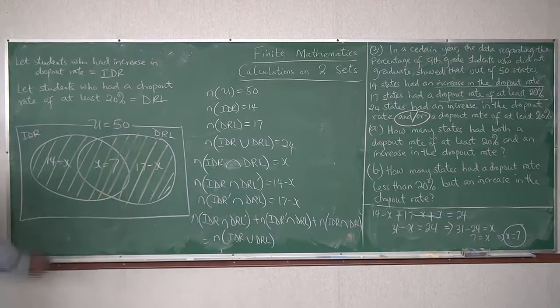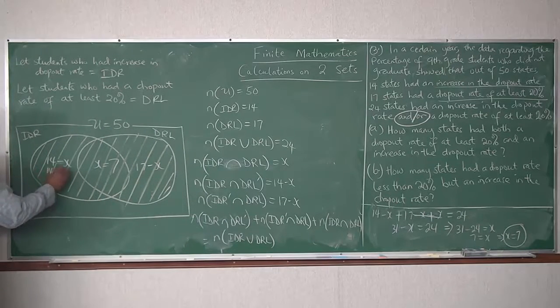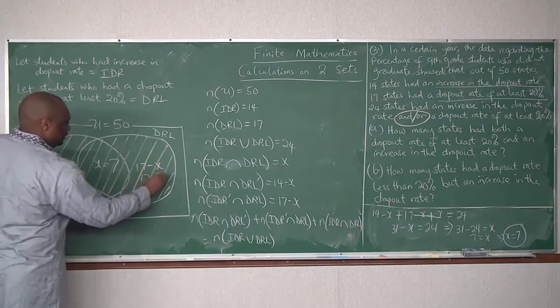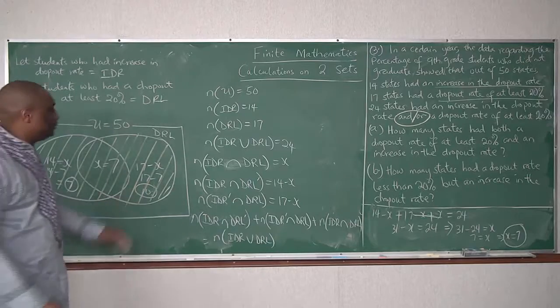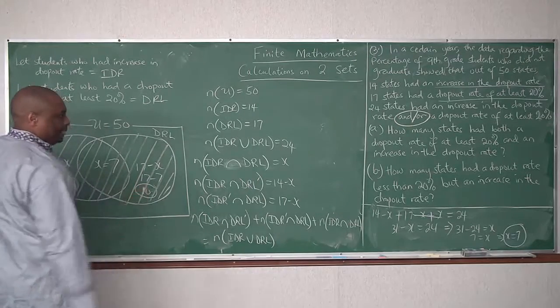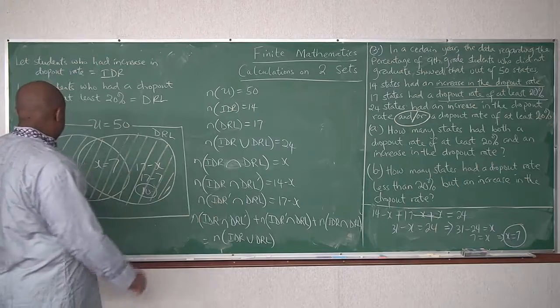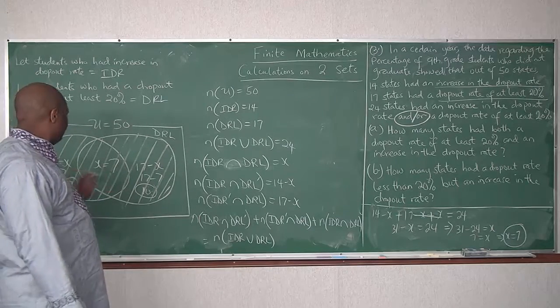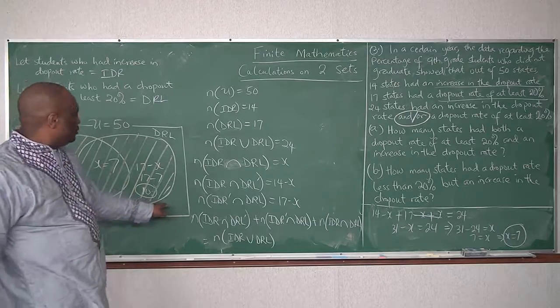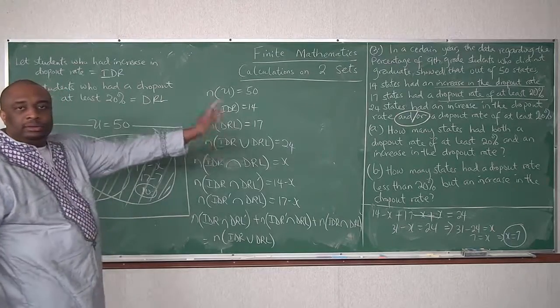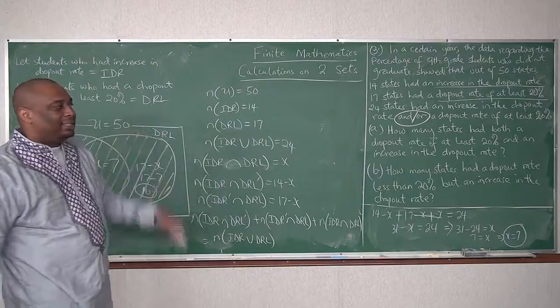Our x is 7. So this is 7. And if this is 7, what is this going to be? 14 minus 7, which is also 7. And what would this be? 17 minus 7, which is 10. We have even answered, I think, the B part. 7 plus 7, 14 plus 10, 24. Yeah. Now we still have those who did neither, but they did not ask us that.